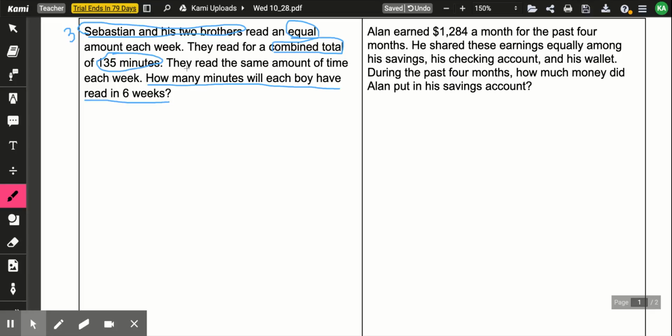Okay, now in the question, how many minutes will each boy have read in 6 weeks? So if this 135 is them all together, I need to know how many did each boy read though? What could I do in order to figure out how many each boy read? All right, so this is a multi-step word problem. So our first step, we're going to take that 135 and we want to split it between those 3 boys to know how many each boy read for 1 week.